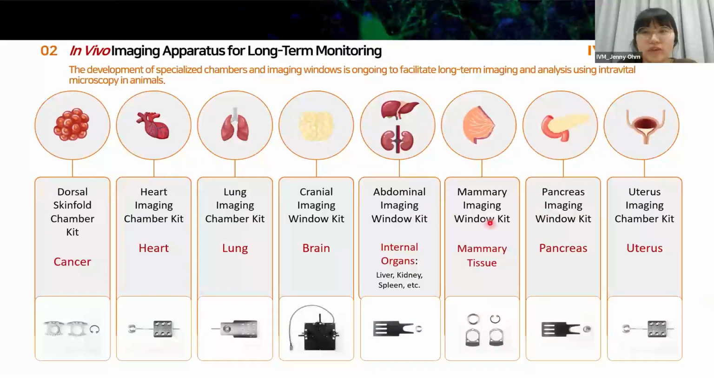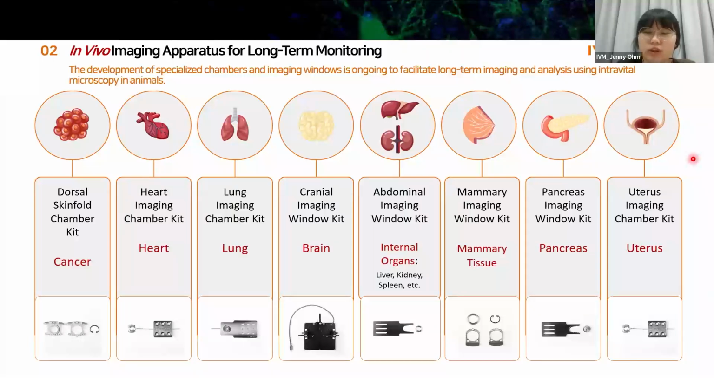IVIN Technologies' intravital microscope is designed not only for short-term, but also for long-term imaging, ensuring stability throughout extended experiments. To support this, we provide a wide range of customizable imaging windows and chambers that facilitate stable, long-duration imaging across various organs. These chambers also enable real-time pharmacokinetics and pharmacodynamics analysis by allowing direct visualization of drug movement and distribution within the body over time.